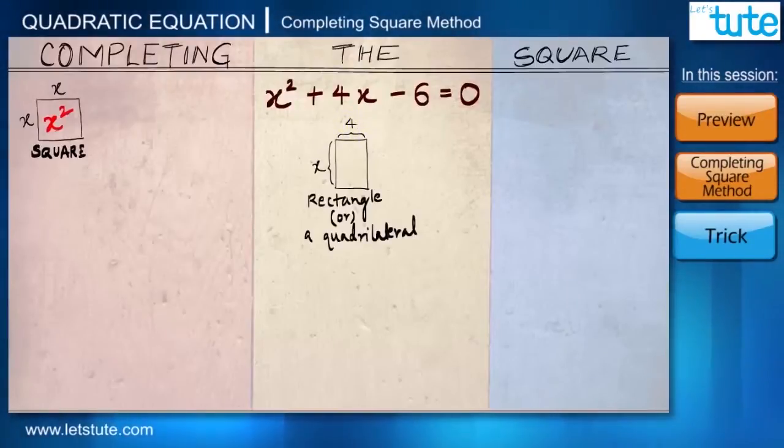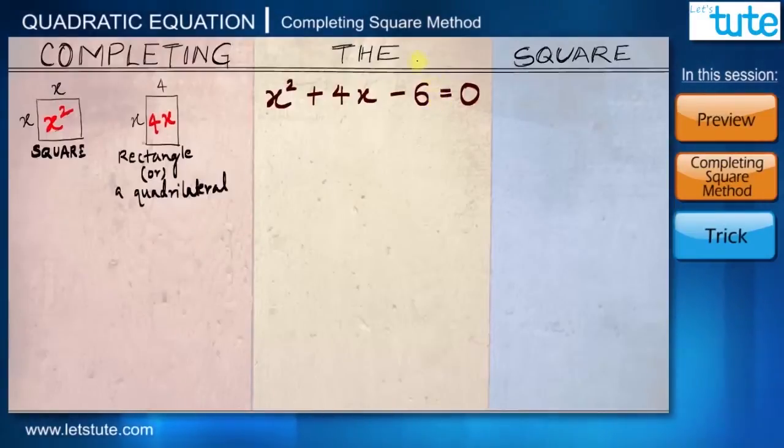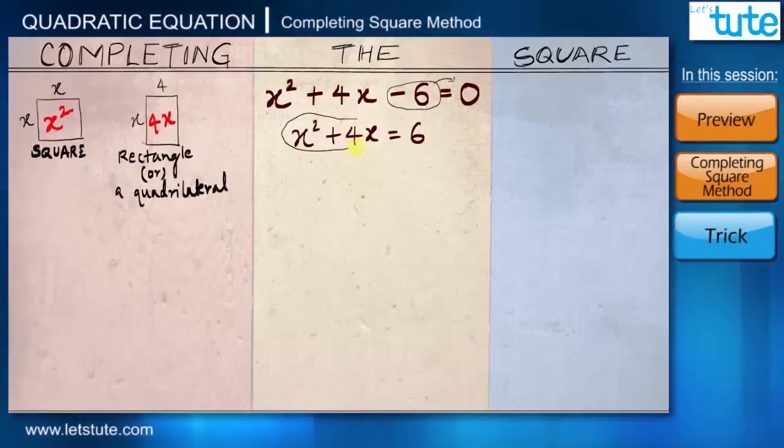Now, I am not calling this a square because I do not know the value of x. If only the value of x was 4, this would have been a square with length 4 and breadth 4. But since I do not know the value of x, I am going to call it a rectangle whose length is x and breadth is 4. Now, I'm going to shift this minus 6 to the right hand side and I will get plus 6.